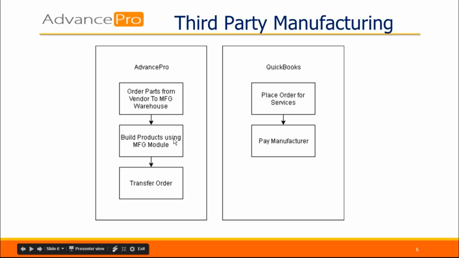You can build your products in that manufacturing warehouse using our manufacturing module, so you have a bill of materials and a work order. Take a look at our other videos on manufacturing if you have more questions about that. At the end of the process, once they've been produced, they're finished and sitting in your manufacturing warehouse. You can then transfer them into your finished goods warehouse, into the warehouse that you control, or into a 3PL to fill orders with that stock. On the QuickBooks side, you're going to place an order for the services of having those items assembled, and you can pay your manufacturer.